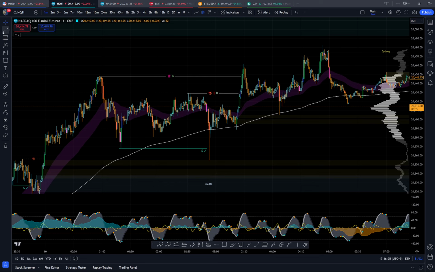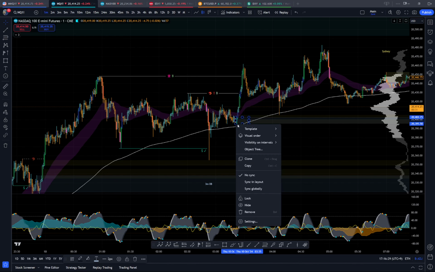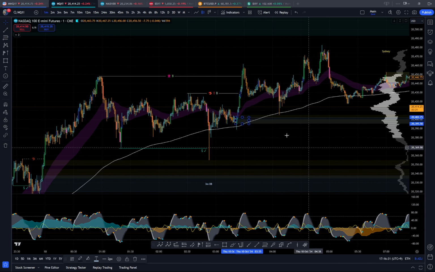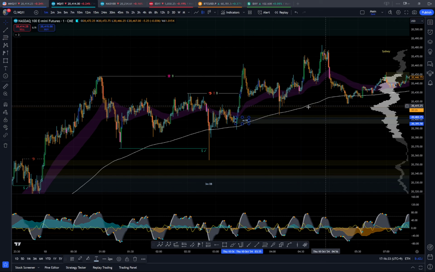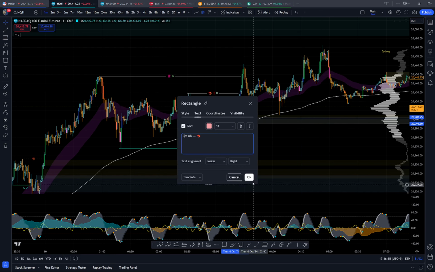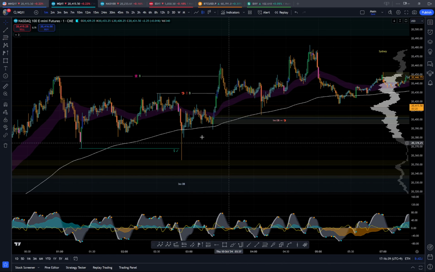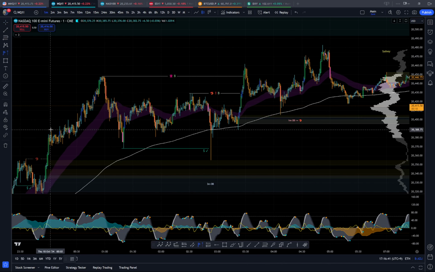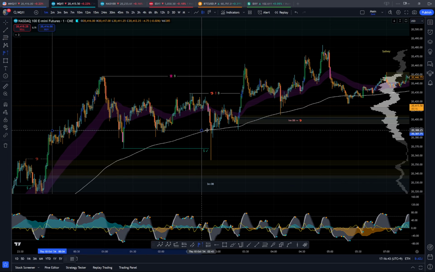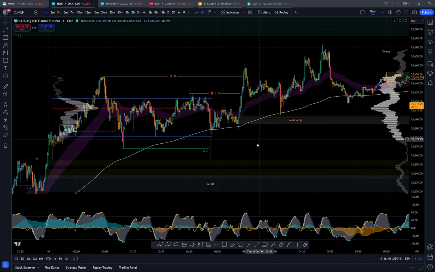Well, I like this block. Why do I like it? Well, it took internal liquidity and it led to an internal break of structure. It's a 1 minute block. Let's have a look at this area here. That extends back into that a bit.